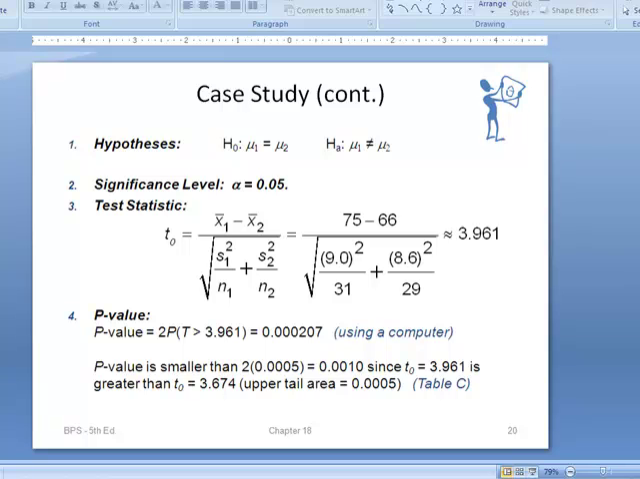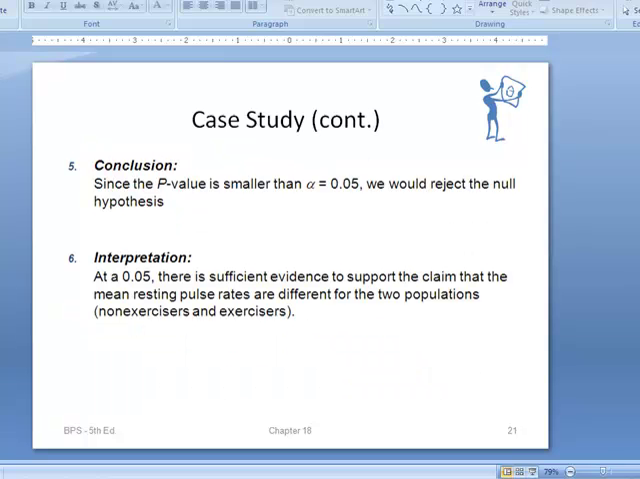The p-value we could get from capturing the alpha, or capturing the percentage, but we used technology. We used MINITAB and we got 0.000207. So the p-value is smaller than our alpha. Our alpha was 0.05. So we're going to reject the null hypothesis. So at a 0.05 significance level, there's sufficient evidence to support the claim that the mean resting pulse rates are different for the two populations.